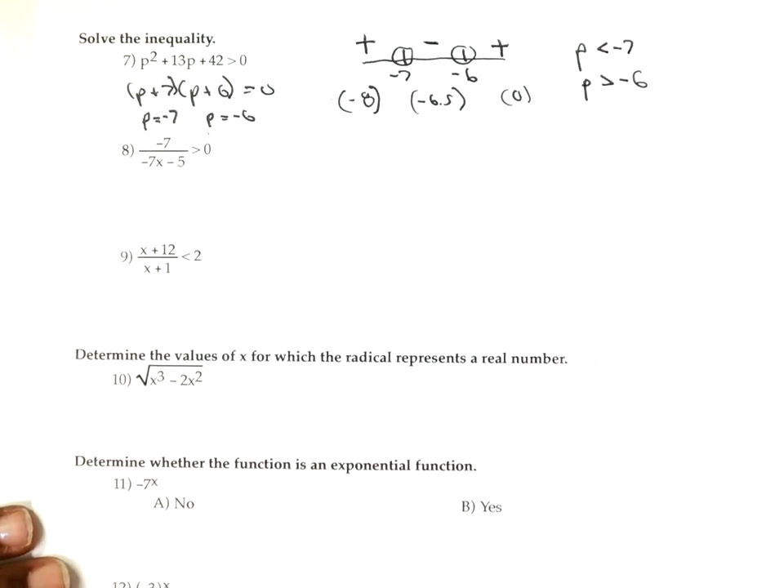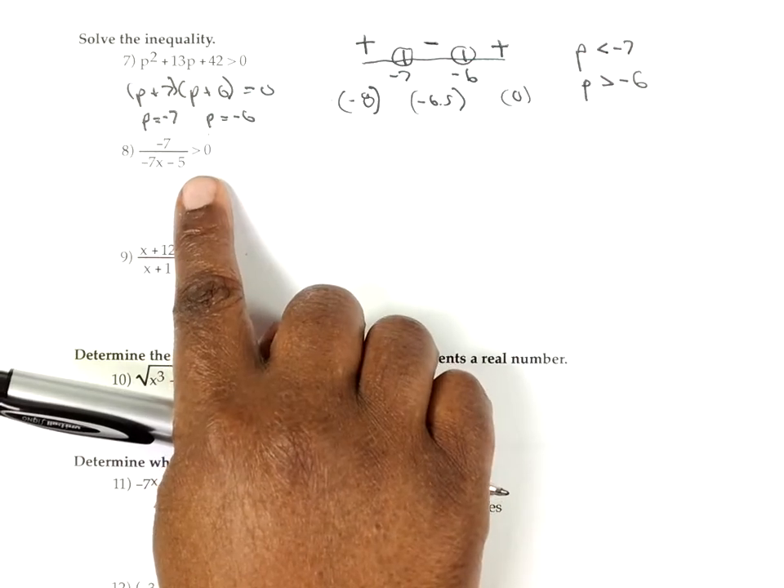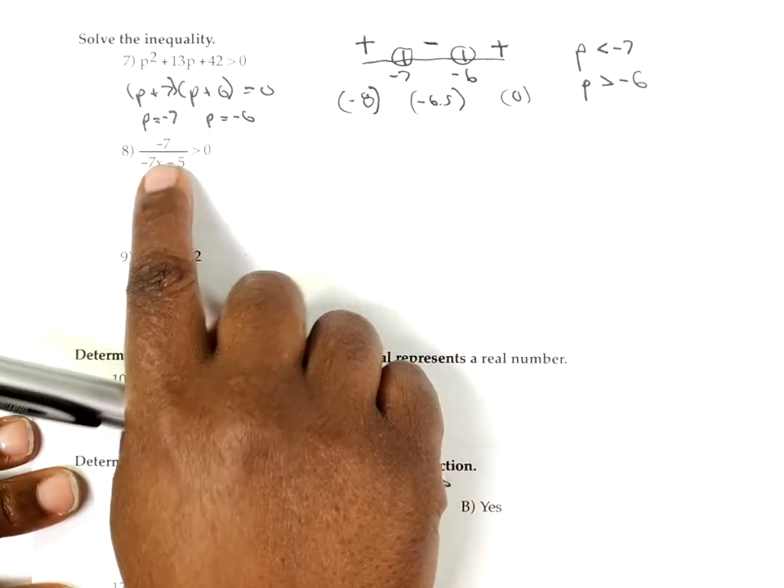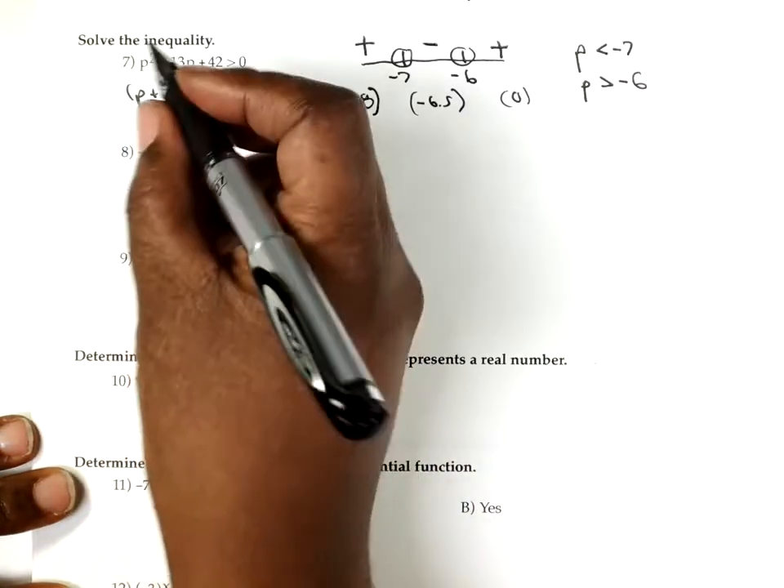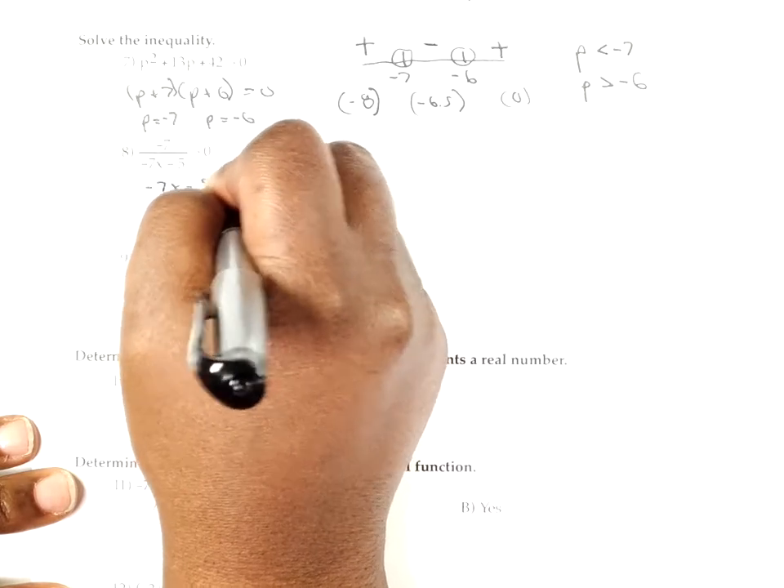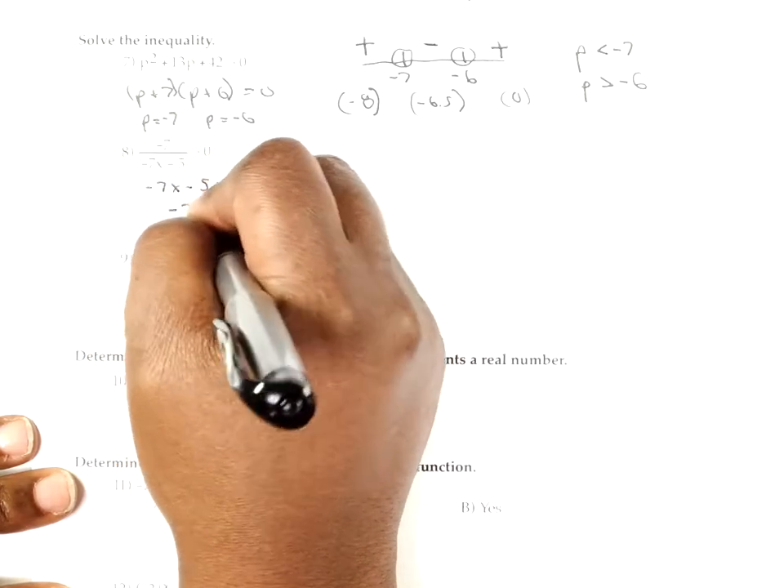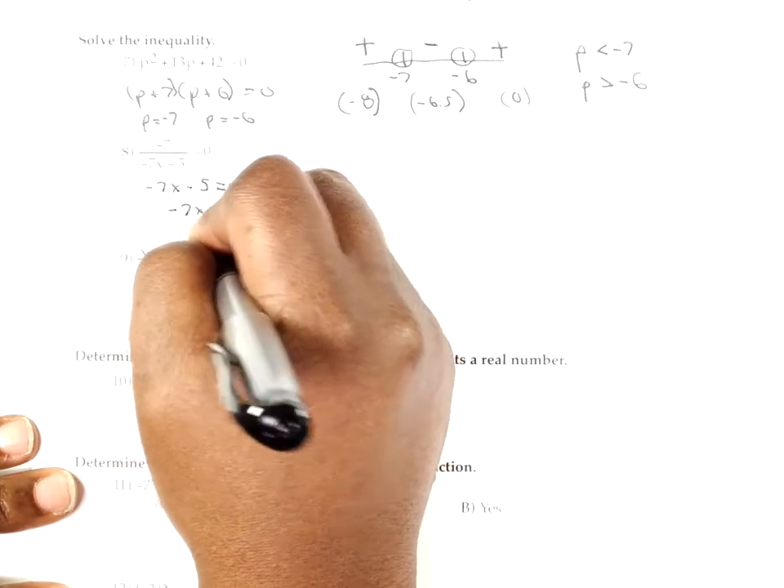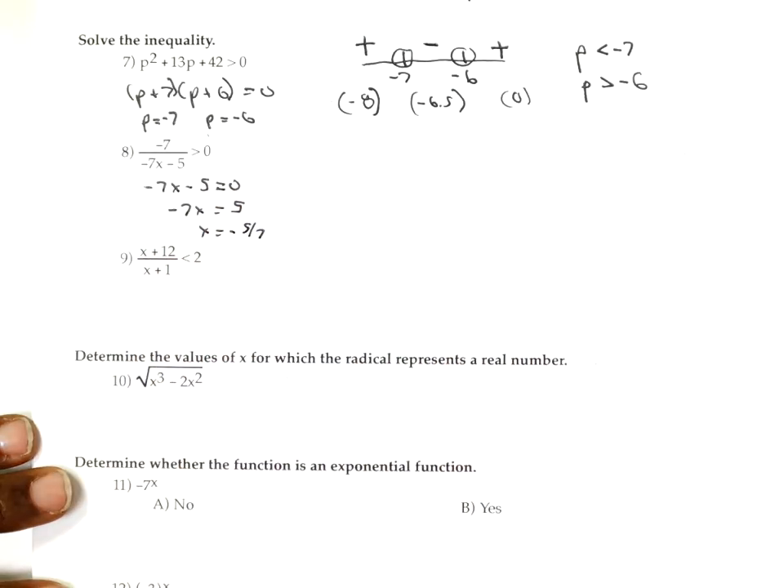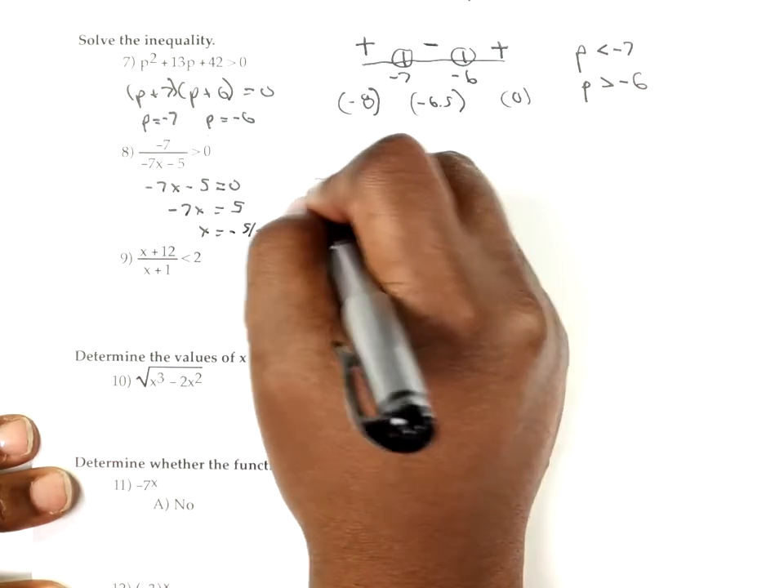Number 8 is the same thing as far as finding what zeros and undefined, and then we're going to put them on the number line. So it already has a 0, so that part's good. There's nothing that can make the numerator equal to 0, so we're just looking at the denominator. So what makes -7x minus 5 equal 0? Well, I add 5 to both sides and divide by -7. The only critical value that we have is just -5/7.